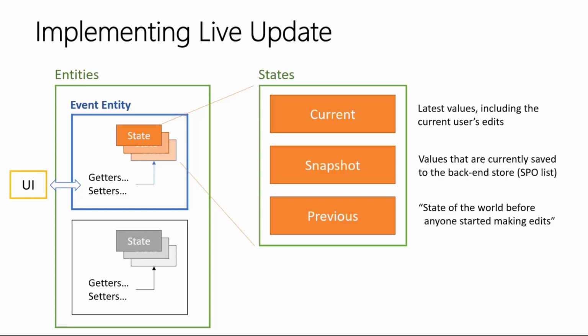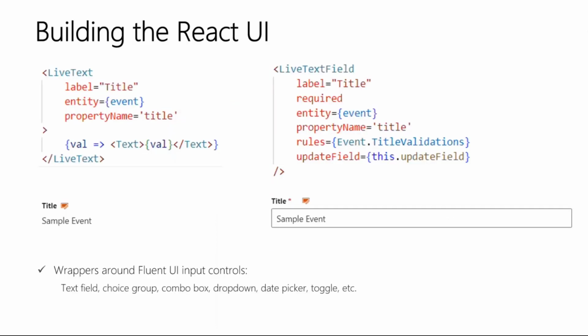And now that we are tracking these 3 different versions of the state, we can build UI components that can compare the values of individual fields across each of these states. So we can show the user their current edits, along with any other edits other people have made, and the original values before anybody started making edits. So how do we build a UI using live update?